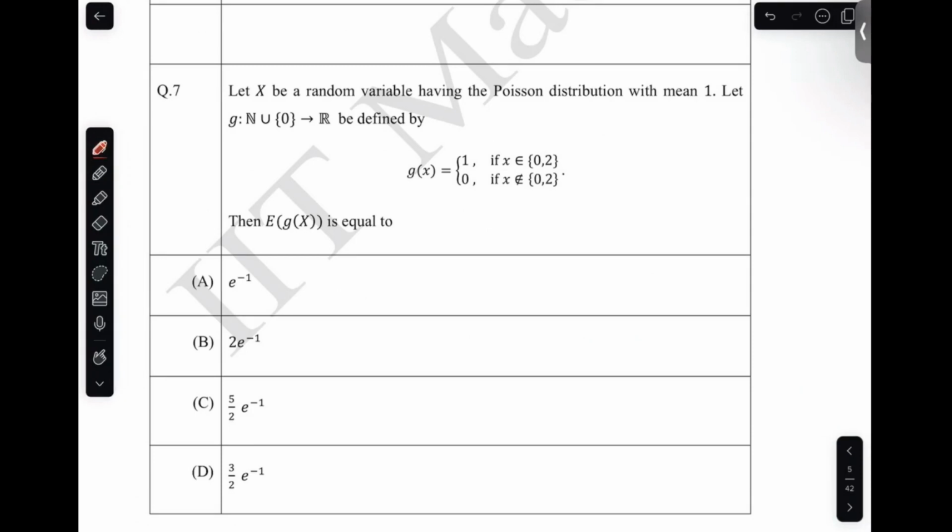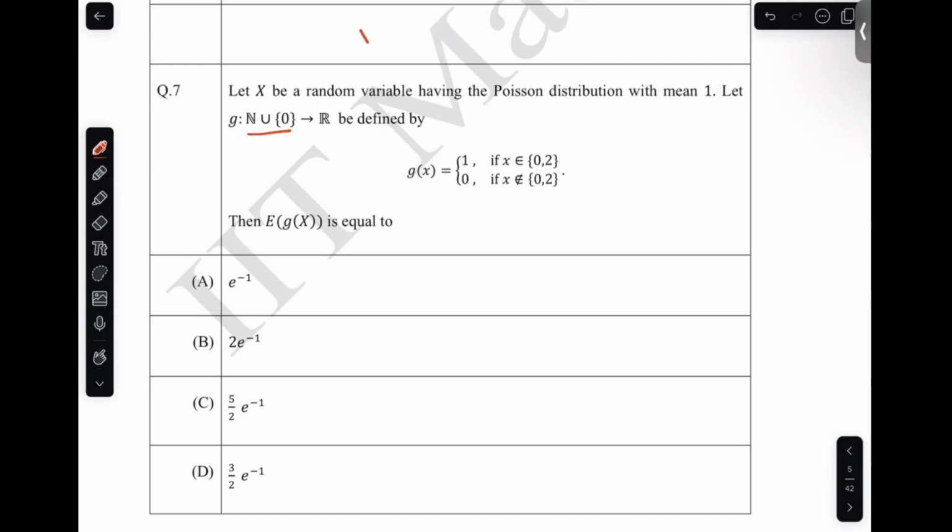It's a very simple problem though, but it has a very enhanced effect and rather an idea involved in this problem. So let's discuss that in depth. So x is a random variable having the Poisson distribution with mean 1. So g is a function from natural numbers union 0 to R, right?